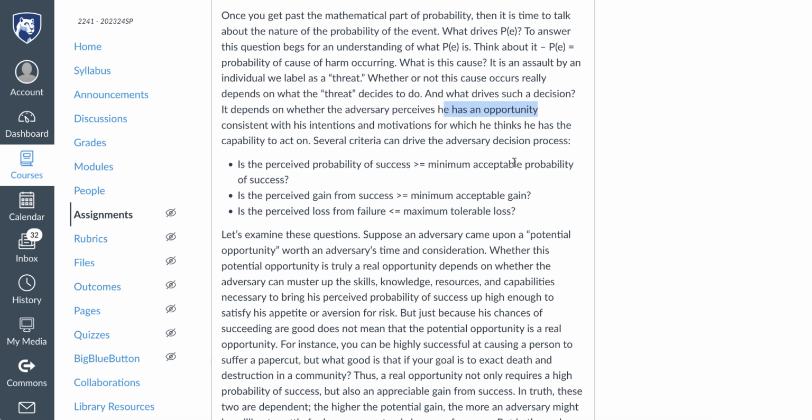So several criteria can drive the adversary's decision process, right? For example, a question that the adversary might ask himself or herself: is the perceived probability of success greater than or equal to the minimum acceptable probability of success? Is the perceived gain from success greater than or equal to the minimum acceptable gain? Is the perceived loss from failure less than or equal to the maximum tolerable loss?